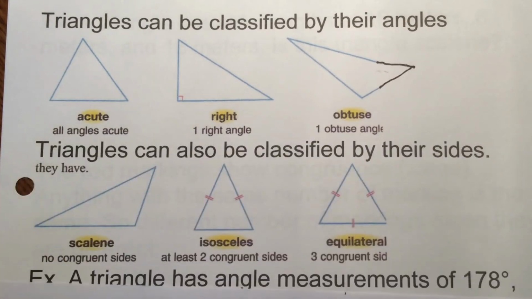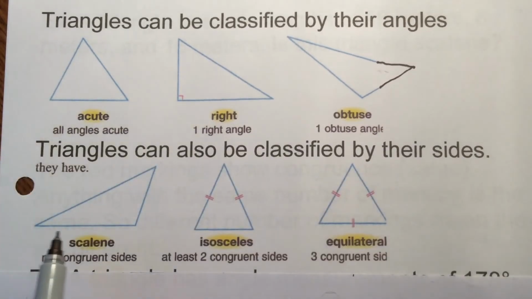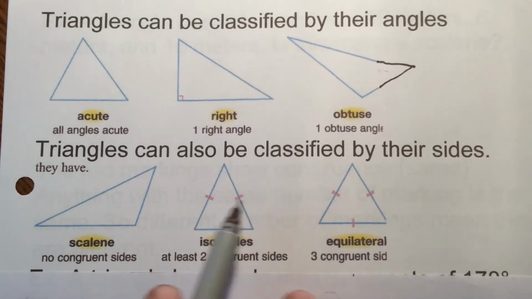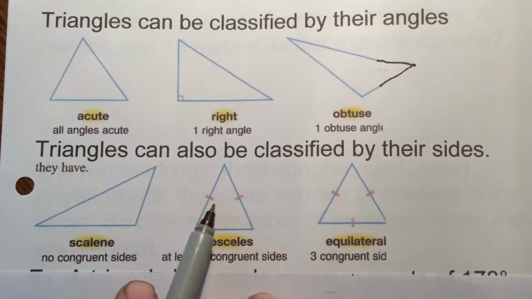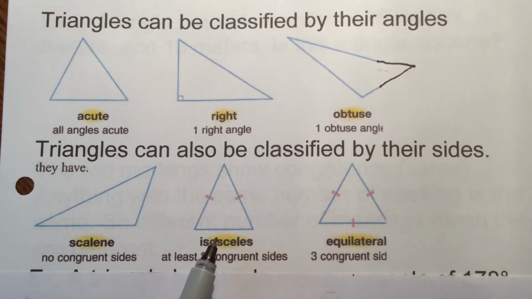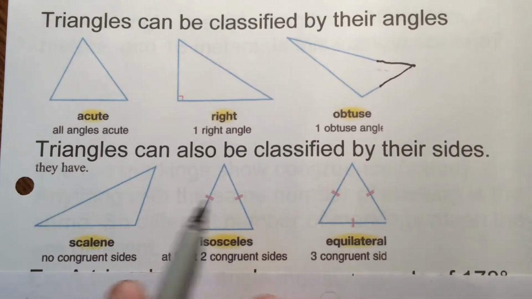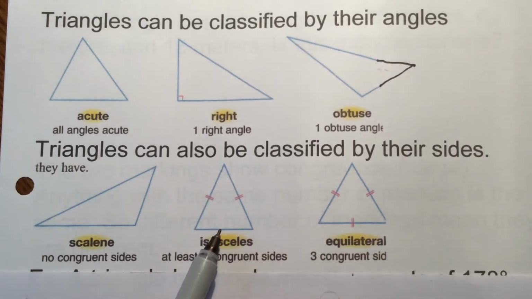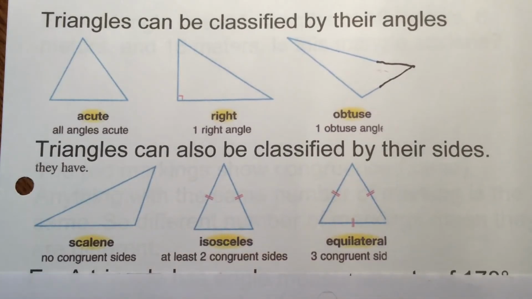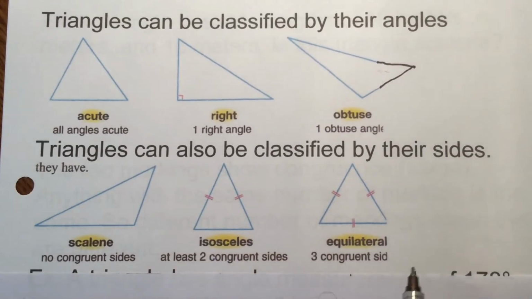The other way to name these is by their sides. If no sides are congruent, then it's going to be scalene. Isosceles means that two sides are congruent, so two of the sides are going to be the same. These little red tick marks mean congruent. So anything with two tick marks here is going to be the same. If these two had two and this one had a single, these two are congruent. The single one is not. It's only the ones with that many little marks.